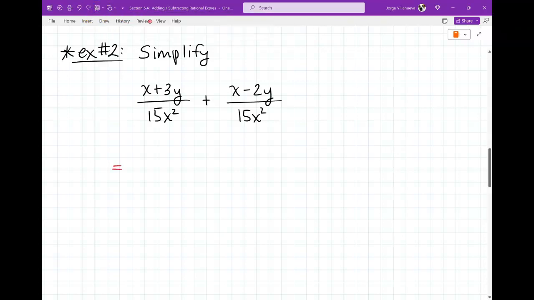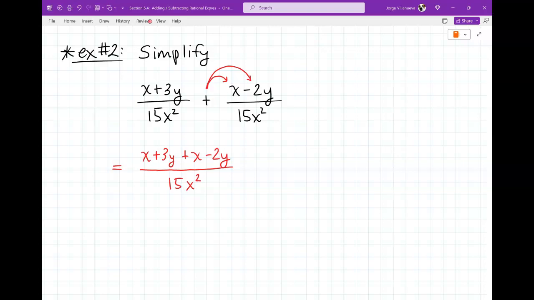So since they both have a 15x squared in the denominator, I'm just going to put 15x squared right here. Okay, now I'm going to write down everything that's on the top, but remember this plus is going to distribute here and there. But the nice thing about distributing positives is that it doesn't change anything, which is nice. So that means it's going to be x plus 3y plus x minus 2y.